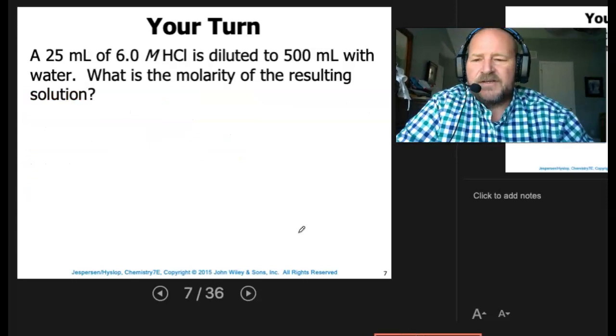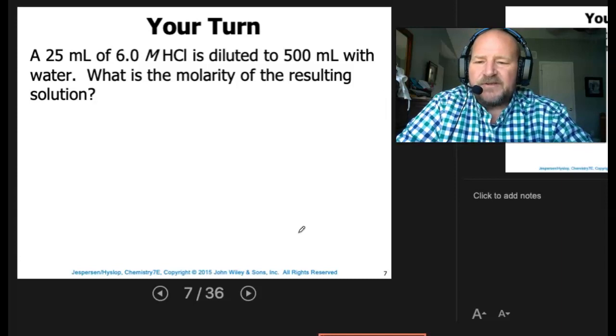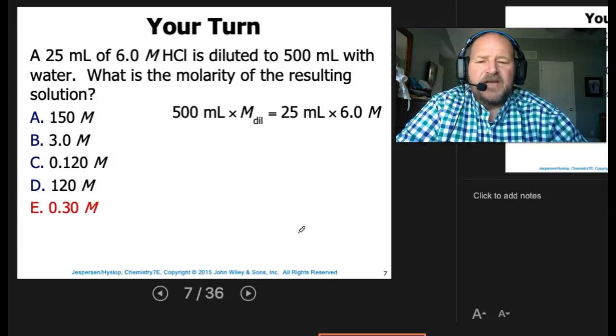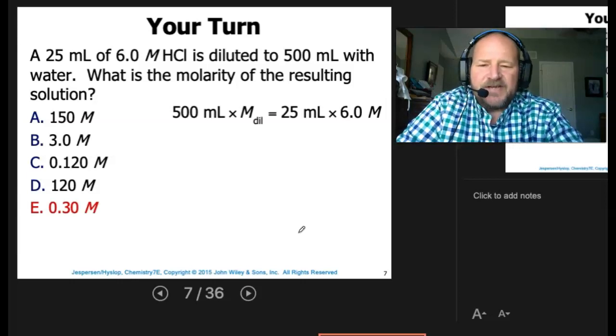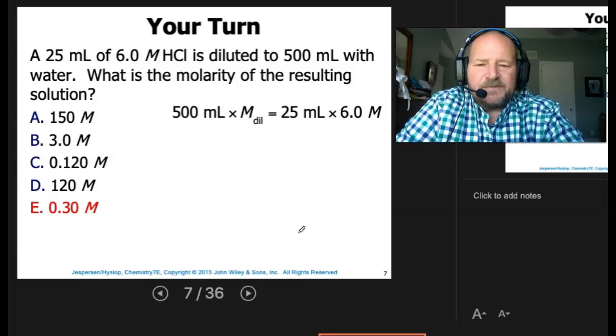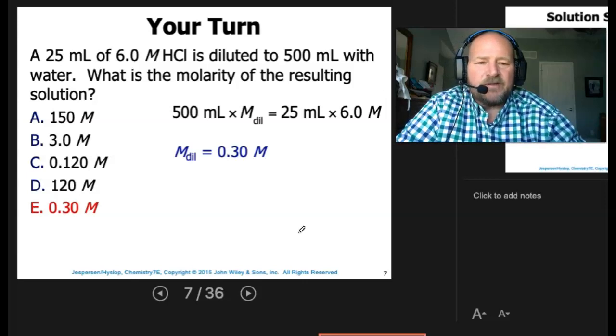All right. So a 25 milliliter of 6 molar HCl is diluted to 500 milliliters with water. What is the molarity of the resulting solution? So again, we'll do multiple choice here. And hopefully you've got E. And the way we would have done that, 500 milliliters times my new concentration is equal to 25 milliliters times 6 molar. Rearranging and solving, we get 0.30 molar.